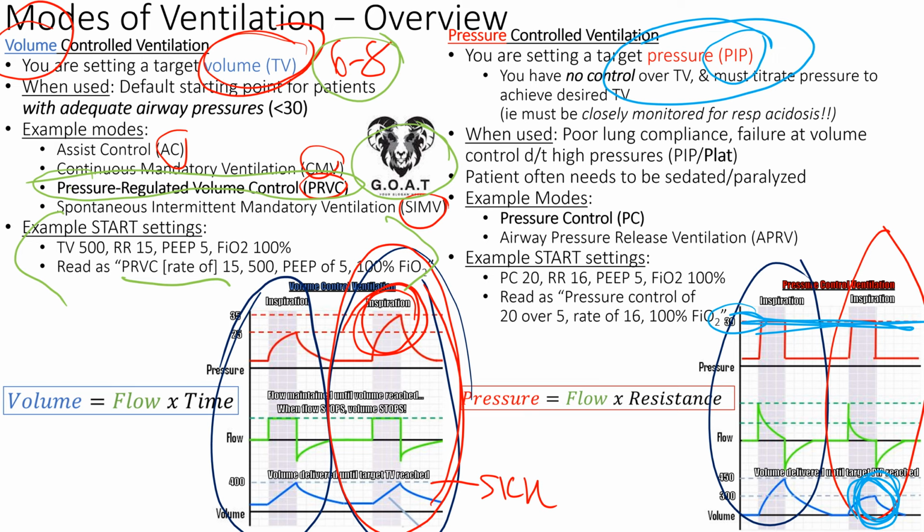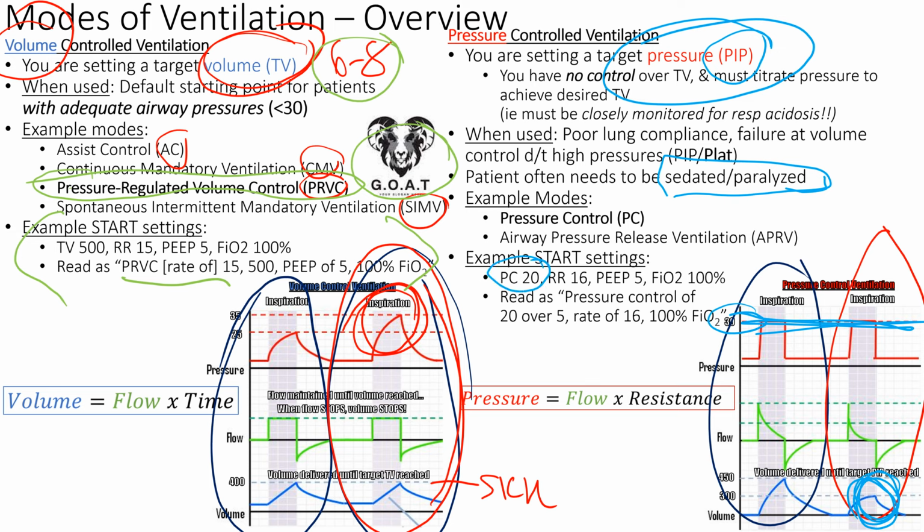So when do you use this? Usually when you have poor lung compliance, when you have really high plats, right? They need to be sedated and paralyzed. That's usually where we're going over to these pressure control ventilation modes. Right, and we'll touch base a little bit more on these, but basically you're setting a target pressure that you don't want to go over. So pressure control at 20. That means don't go any higher than 20, right?